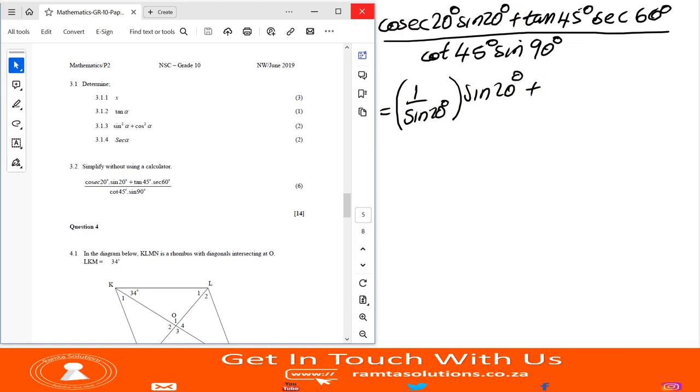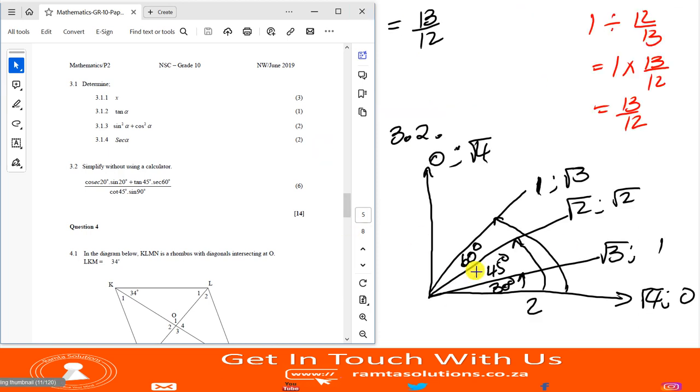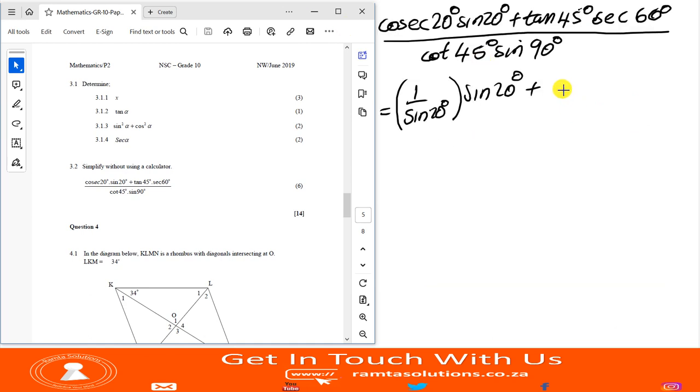Now, tan 45, let's go to this diagram. Tan is opposite over adjacent, sorry, y over x, right? Tan is y over x. Now we go to the line 45 degrees and ask, what is y? Y is root 2. What is x? X is root 2. So root 2 over root 2. It says tan 45 degrees must be 1.